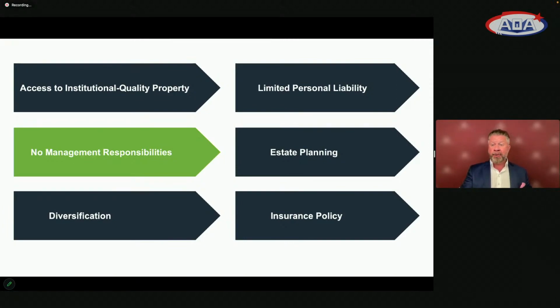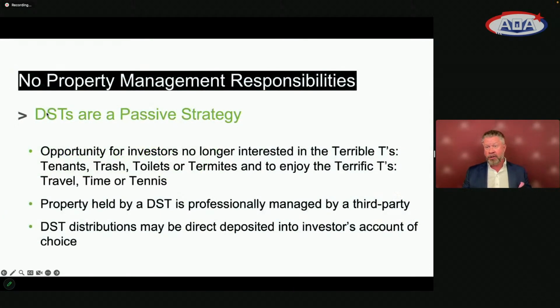You're out of what we call the terrible T's. And what are the terrible T's, you may ask? It's the tenants, the toilets, the trash, the teenagers, the turmoil, termites, tarantulas, whatever's going on in that property, you're no longer dealing with. You're sitting back in a passive vehicle, just collecting the income.